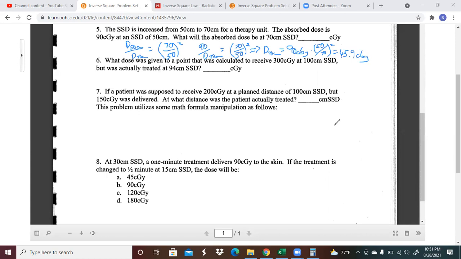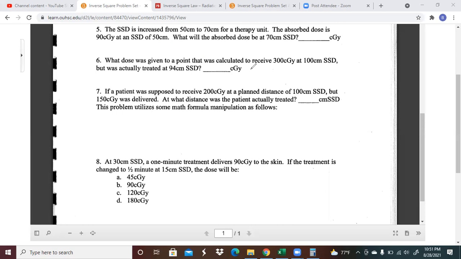Let's take a look at the answer here for number 6. What dose was given to a point that was calculated to receive 300 centigray at 100 cm SSD, but was actually treated at 94? In other words, they scooted the patient in 6 cm from where it should have been.